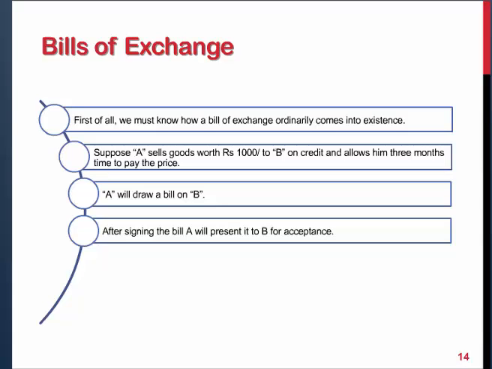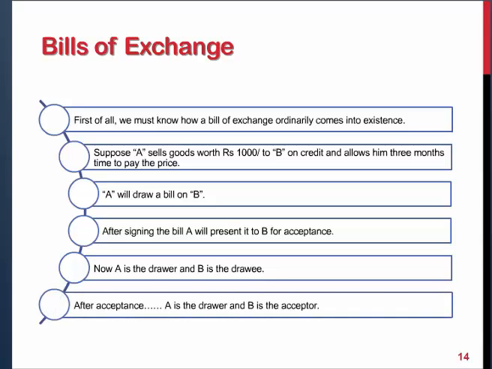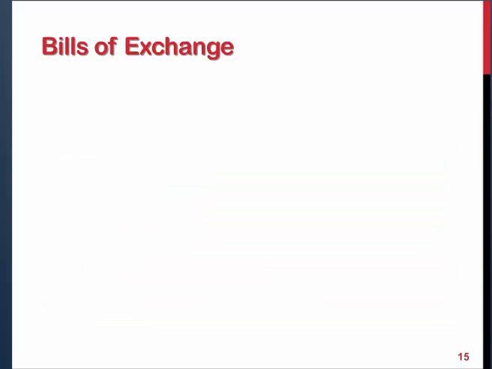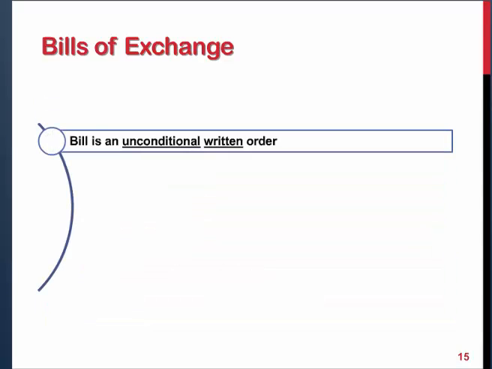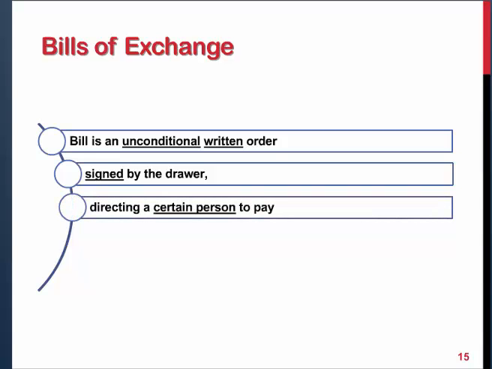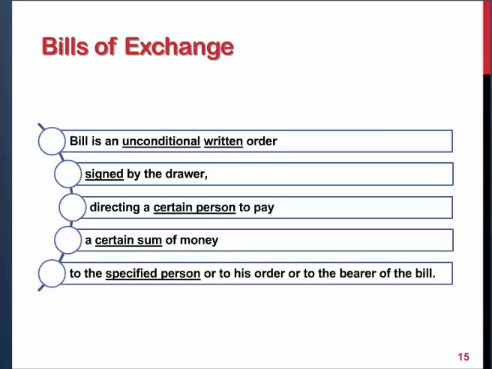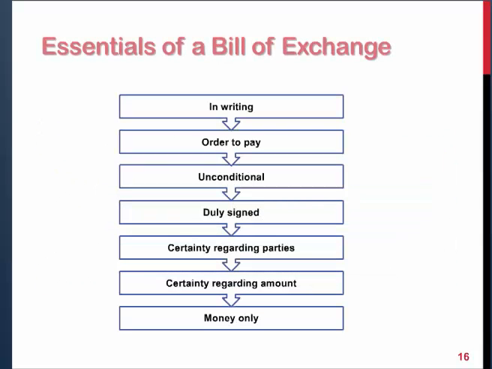After signing the bill, A presents it to B for acceptance. Now A is the drawer and B is the drawee. And after acceptance, A is the drawer and B is the acceptor. The definition of bills of exchange is: a bill is an unconditional written order signed by the drawer directing a certain person to pay a certain amount of money to a specified person or to his order or to the bearer of the bill. Now we will see the essentials of a bill of exchange.